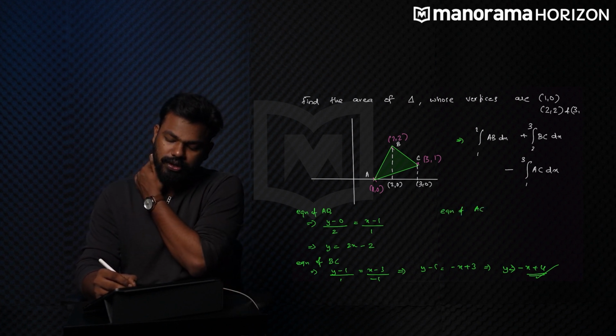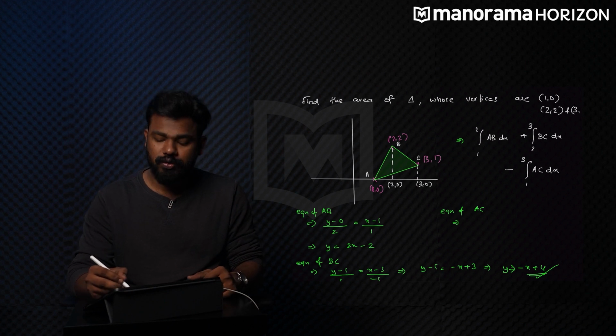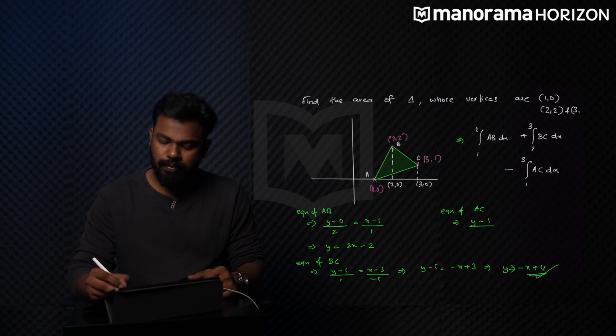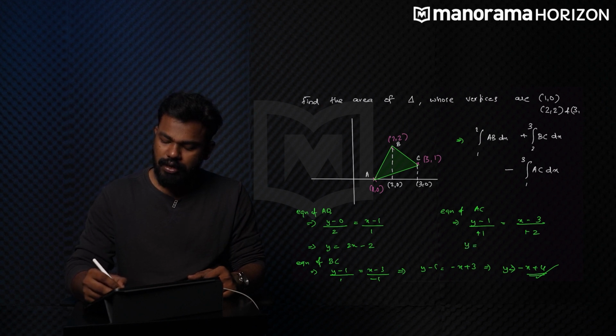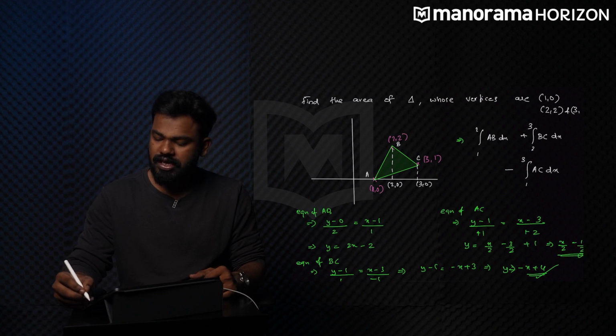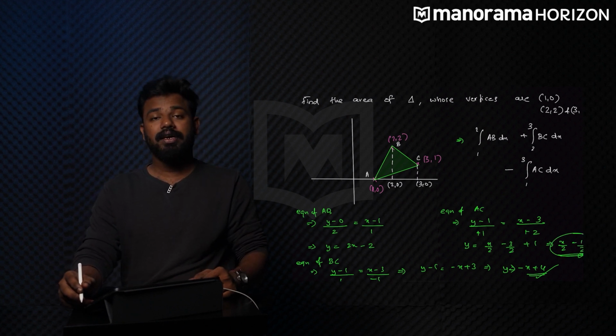So to find out the equation of AC, from 1, 0 to 3, 1, you will be having y minus 1 by 0 minus 1, that is minus 1, is equal to x minus 3 by 1 minus 3, that is minus 2. So these two get cancelled and you have y is equal to x by 2 minus 3 by 2 plus 1, and that is x by 2 minus 1 by 2. So this gives us the equation of the third line AC.